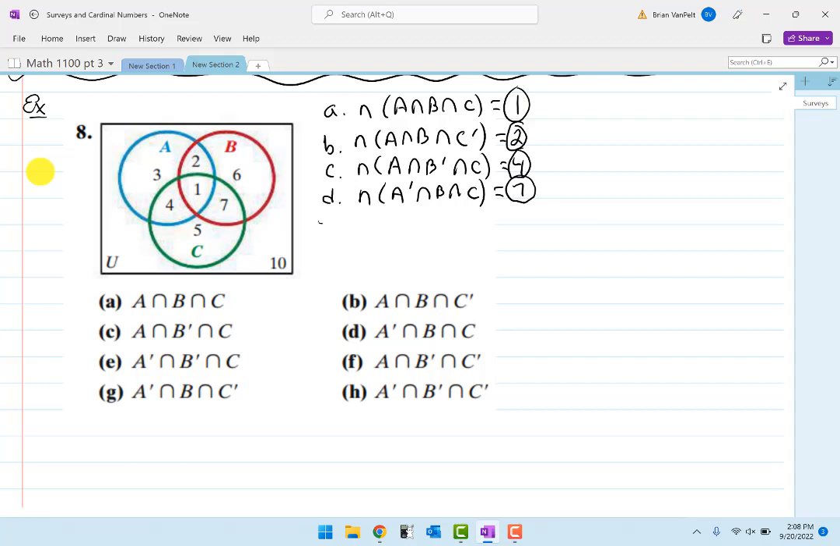Moving on to E. The number of items that are not in A and not in B, but yet are in C. So I want the items that are not in A, not in B, but in C. That would be this guy right here. That's shared by no other one, it's by C by itself. So there's our 5.